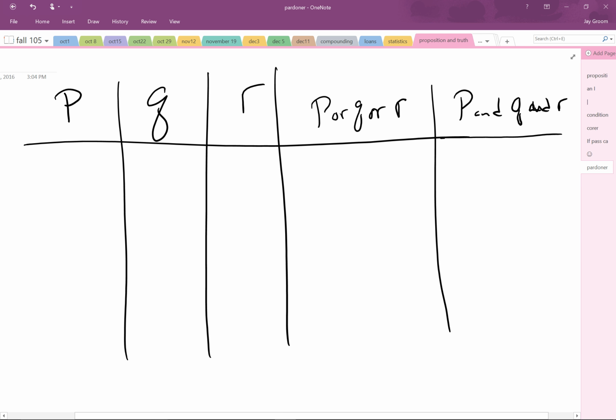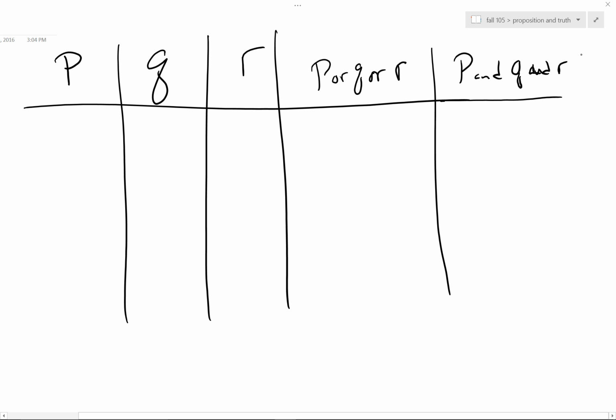Okay, here's another situation where we want to make a truth table for P or Q or R, or P and Q and R. So again, here's the deal. I'm going to lay it out like this. We know from probability that each thing, P and Q and R, each of them has two options. That can be true or false, right? And because we know that, it's 2 times 2 times 2, there's 8 possible combinations, yes?